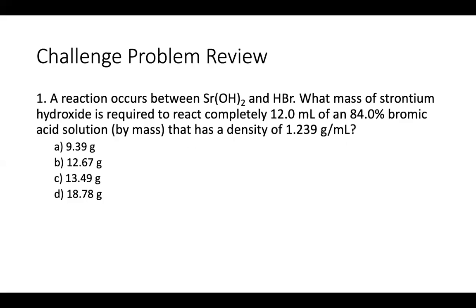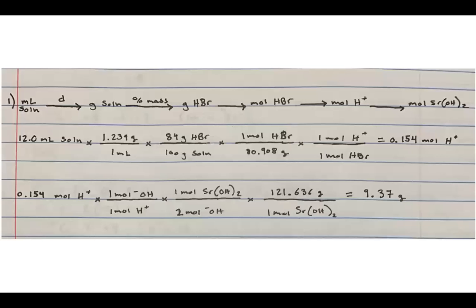Okay, so the first one is an acid-base problem, a titration problem where you are reacting strontium hydroxide with hydrobromic acid, and you're asked what mass of strontium hydroxide needs to react completely with a bunch of information about a hydrobromic acid solution. I believe the answer was A, 9.37. I think A was 9.39, depending on how you rounded it. I rounded it a bit differently here. Your answer should have been A, though.